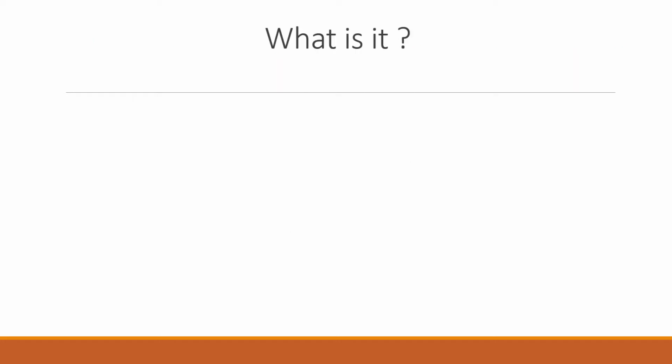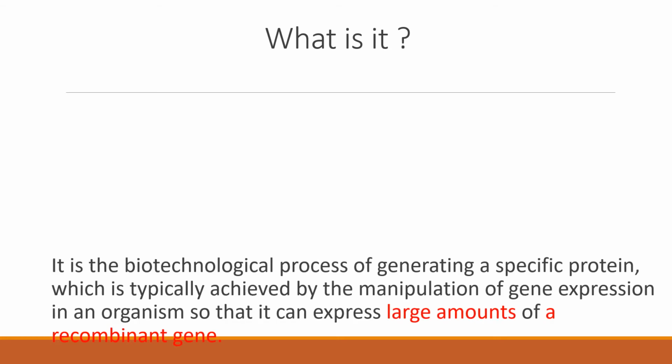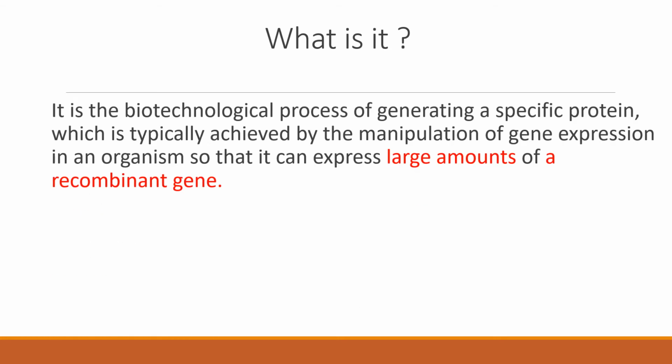So, what is overproduction of proteins? Overproduction of proteins is the biotechnological process of generating a specific protein, which is typically achieved by the manipulation of gene expression in an organism so that it can express large amounts of a recombinant gene.